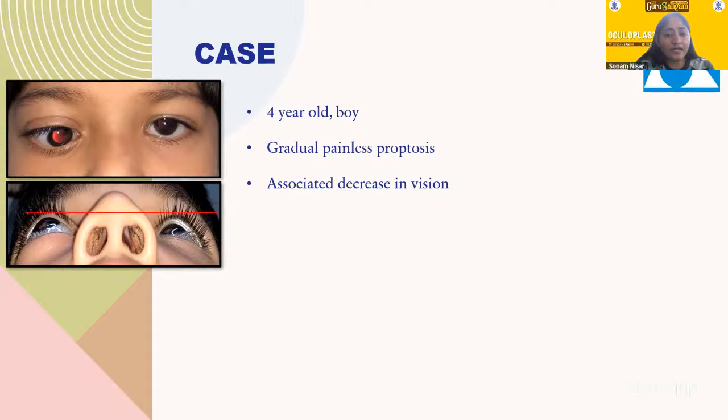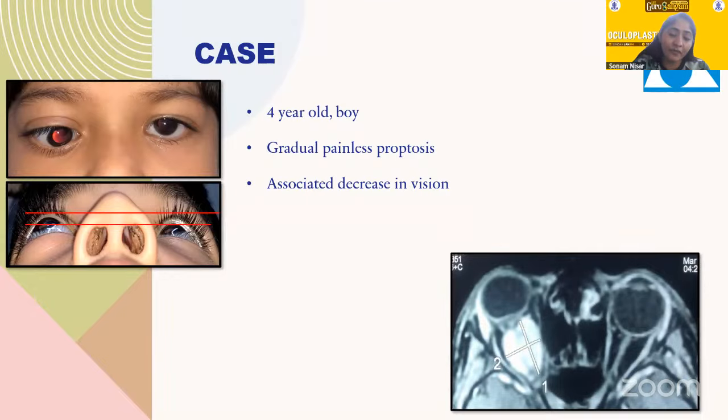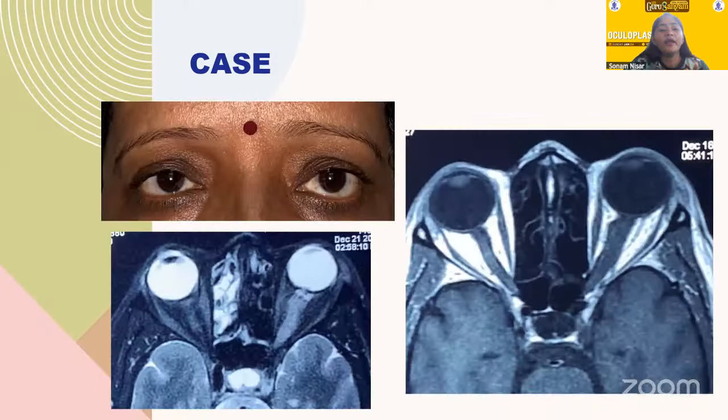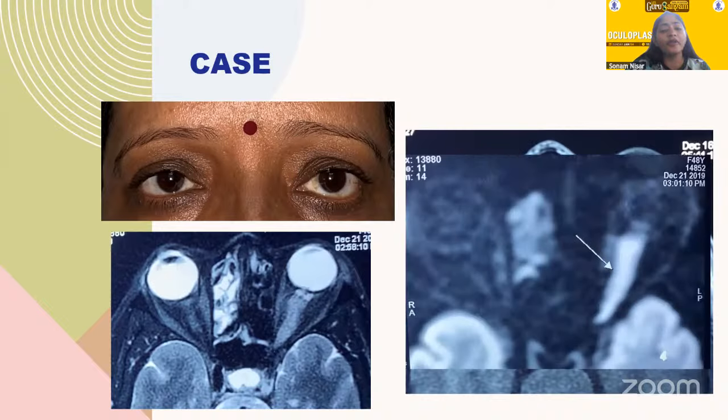Now, another case: this is a 4-year-old boy with gradual painless proptosis associated with decrease in vision. On imaging, this is a case of an optic nerve glioma. As you can see, because there's a decrease in vision, the patient also had associated squinting. So not all cases of optic nerve gliomas may present with just axial proptosis. Here is a patient who just had proptosis on the left side. Imaging showed a classic tram track appearance and optic nerve sheath meningioma.